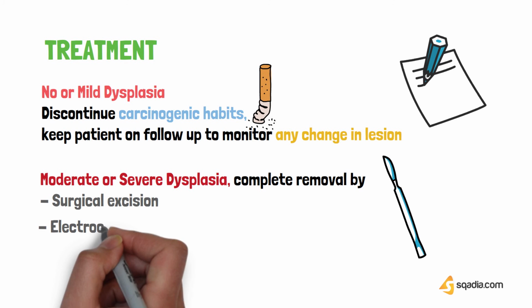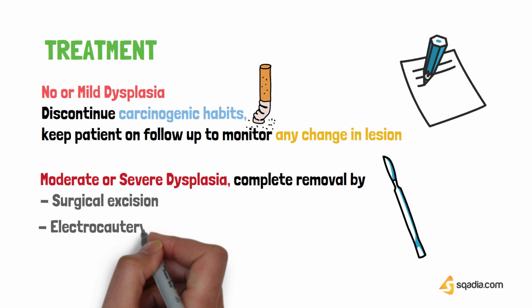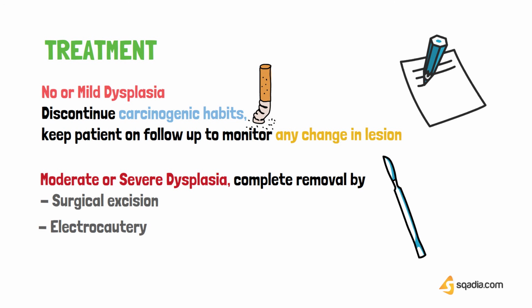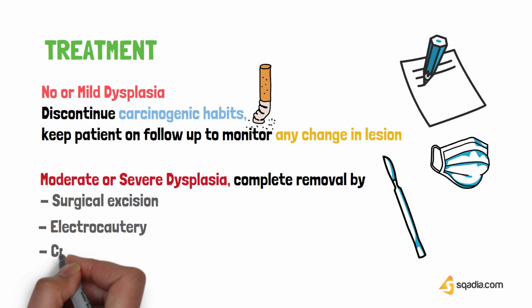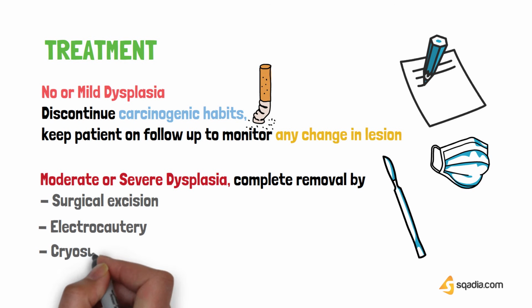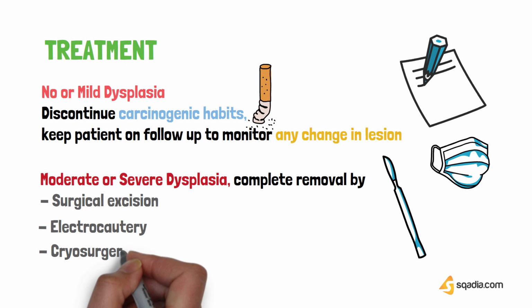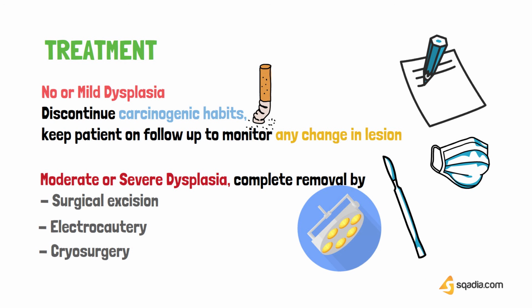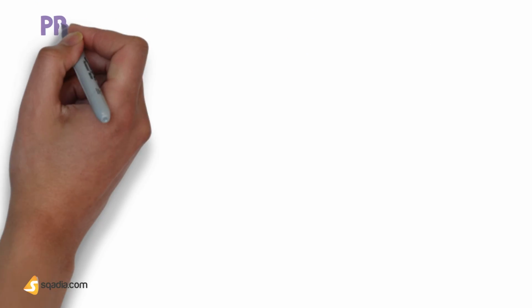In this, a heated electrode is applied to the lesion to achieve hemostasis of the tissue or destruction of the cells. Cryosurgery is also an option in which extremely cold temperature like liquid nitrogen is used to again stop the tissue advancement. And lastly, we have laser ablation. It can also be used to surgically excise and give clean margins.